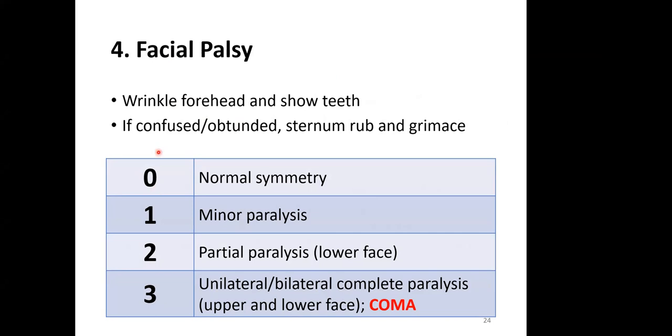Okay, so 0 is normal symmetry. 1 is a minor paralysis. 2 is partial paralysis of the whole lower face. And 3 is upper and lower, complete paralysis. Or if the patient is comatose, then you automatically score a 3.